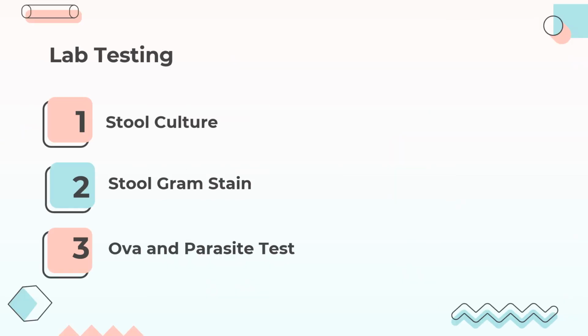From the signs and symptoms of the patient, I decided to run some tests to determine if the diarrhea is being caused by bacterial infection or parasitic infection. The stool culture and the stool gram stain test will determine if there's bacterial infection, while the ova and parasite test determines if there's a parasitic infection.